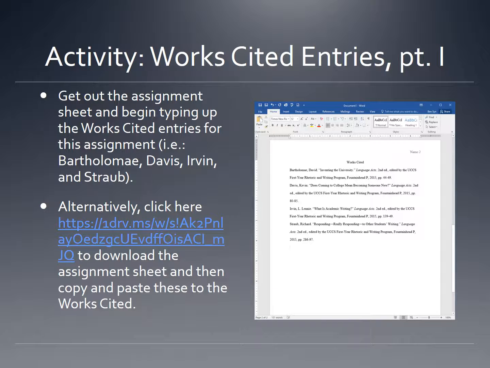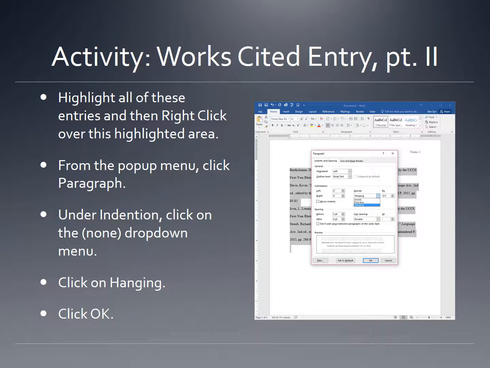We are going to get out the assignment sheet, and we're going to begin typing up the works cited entries from the assignment sheet for Bartholomew, Davis, Irvin, and Straub. Alternatively, you of course can just click this link here, or the one from the schedule, or the one from Blackboard, and you could download the assignment sheet, and as it says in the assignment sheet, copy and paste these to the works cited page. You'll notice you don't have that hanging indentation yet. It's just sort of slapped in there. So we're going to go ahead and change that.